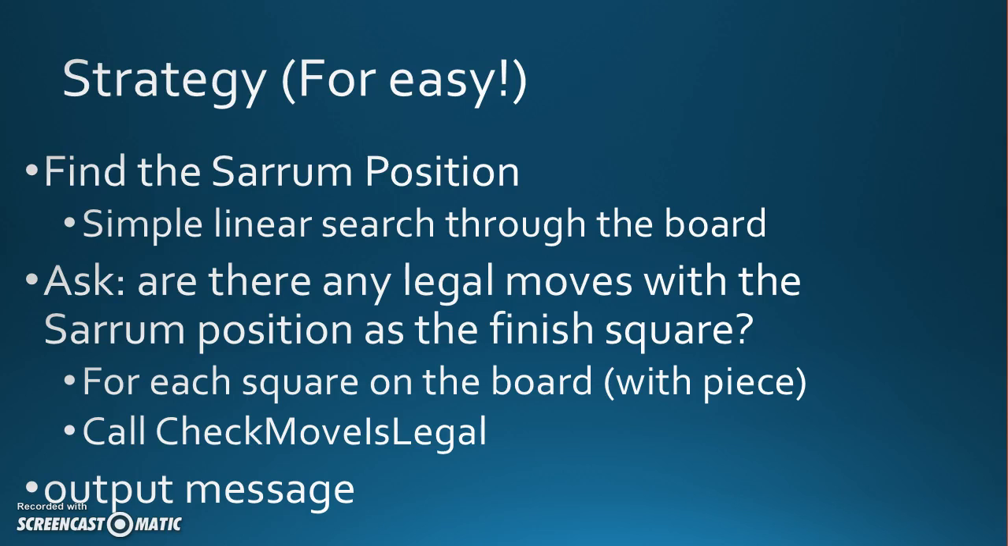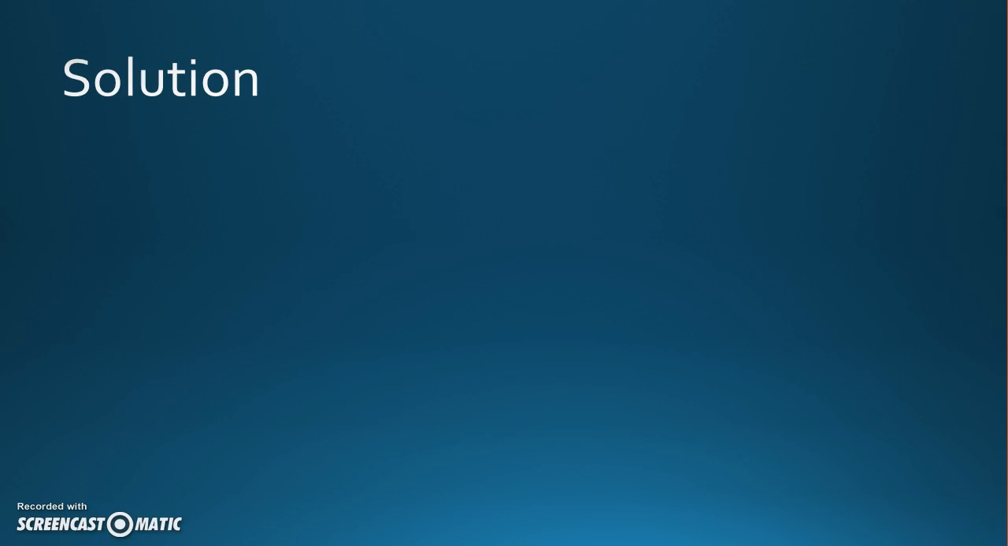Then if the Sarrum can be captured on the next move, i.e. there is a legal move from an opposition piece with the Sarrum as the final square, then we're going to output a message: Sarrum is in check. Right, let's have a little look at the solution.